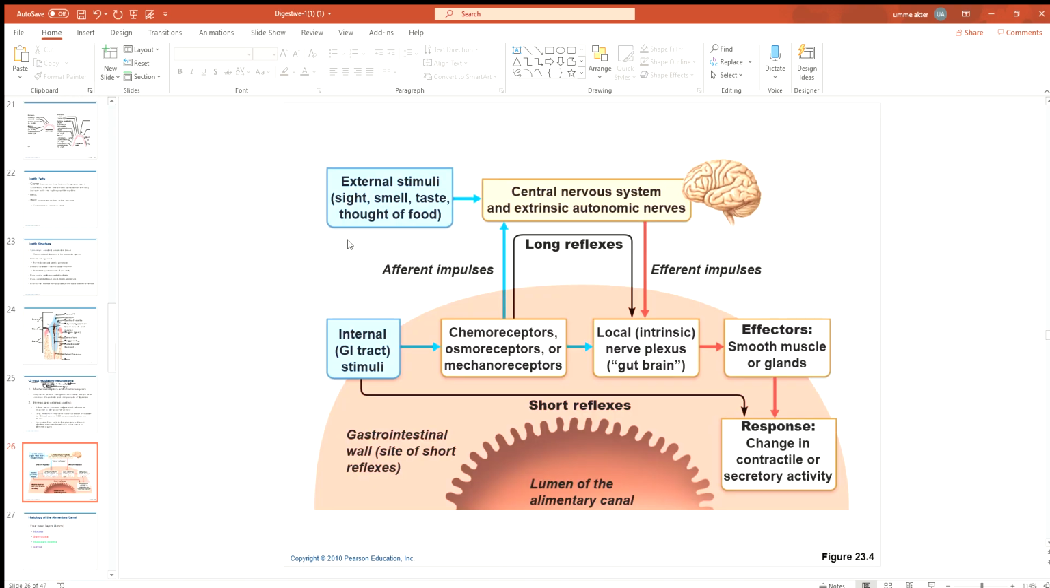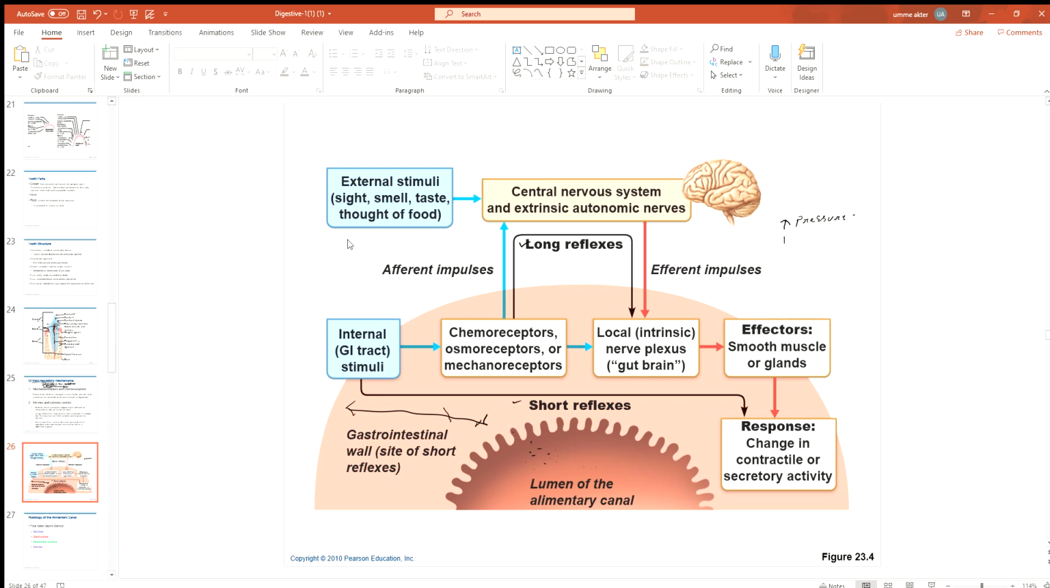Now there are two reflexes to control the contraction and secretion. One is called the long reflex, another is called the short reflex. This is the wall of the GI tract. Okay, so this is the wall, and you have the food here. This is the lumen. So when you eat food, the pressure increases in the wall. So that is one thing. When the stomach is full, for example, pressure in the wall increases, right?